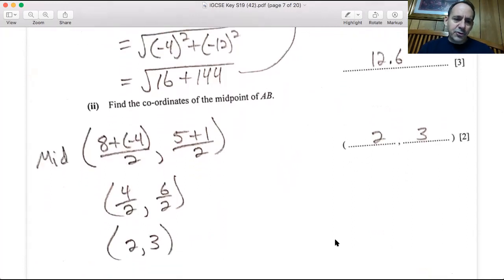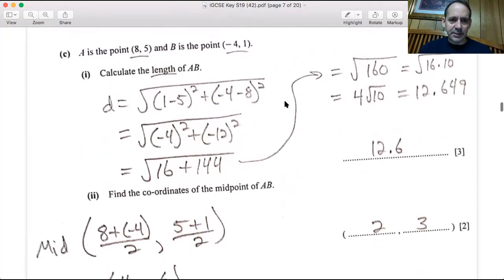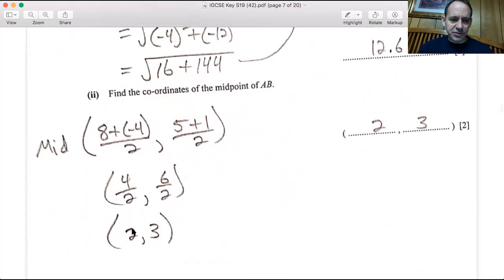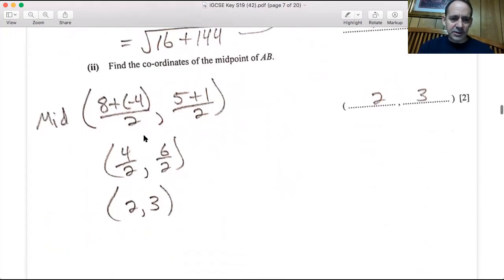Moving on, part 2 here, or II, find the coordinates of the midpoint of AB. Well, we need our coordinates A and B up here. Midpoint is halfway between the x's and halfway between the y's. So x1 plus x2 divided by 2 and y1 plus y2 divided by 2. It's averaging the x's and averaging the y's. So we get 4 over 2, which is 2 for the x coordinate. 5 plus 1 is 6, over 2 is 3. So (2, 3) is the coordinates of the midpoint.